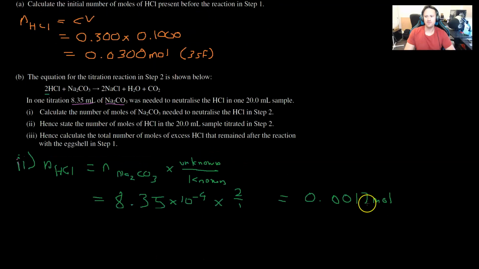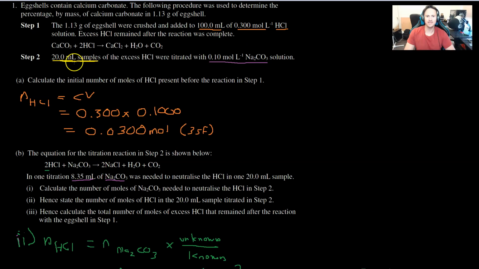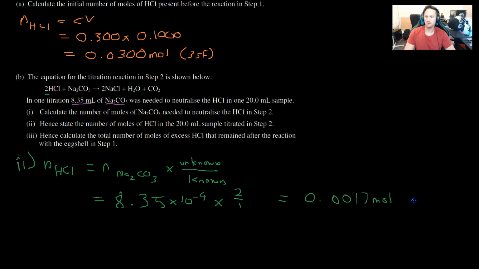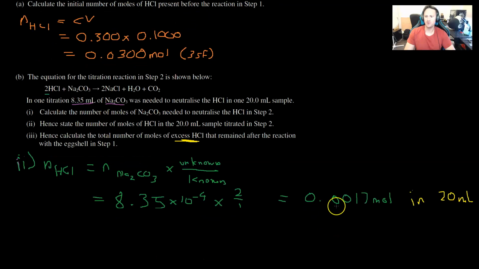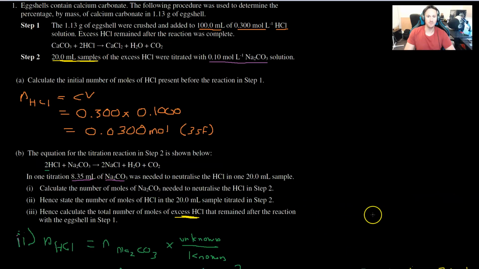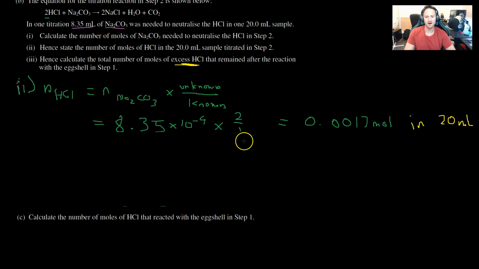So the number of moles that was present in the 20 mil sample with the titration is here, but the number of moles of the excess HCl is in the 100. So essentially, if there's 0.0017 mole in 20 mil, how many moles will there be in 100 mils? It would be 5 times the amount.